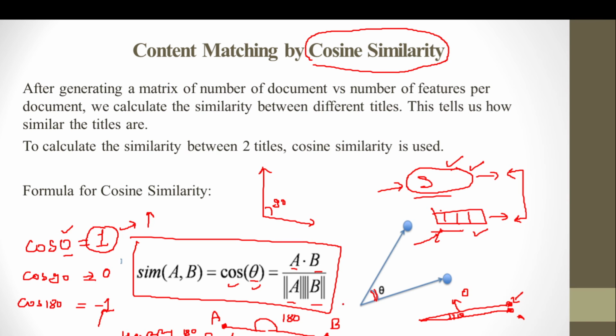Okay, and if we talk about happy versus pleasure, then the angle between them will be almost 0, because both are indicating happiness. If there is no relation between the two items, then the angle will be 90 degrees. So this is how cosine similarity works, which tells us everything based on the angle between the different vectors.